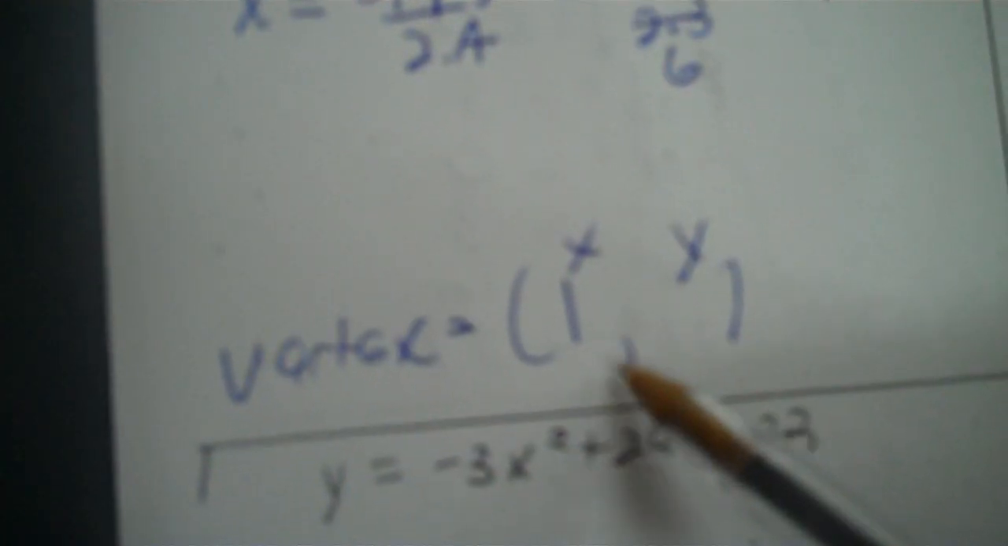So the opposite of negative 6 is positive 6, and then you don't make the A opposite. That's 2 times 3, and that's 6. 6 divided by 6 is 1. So 1, that's your x value. Okay, I'll put x equals. That's how you find your x.